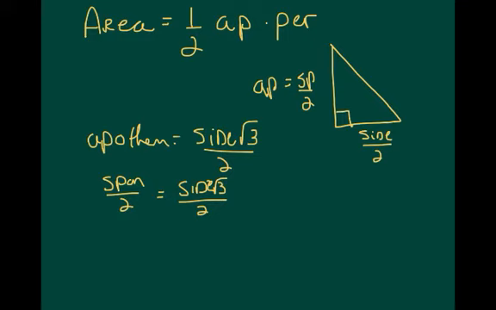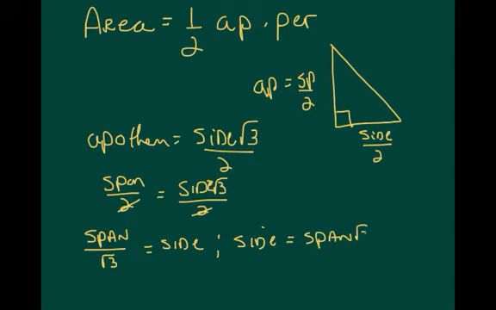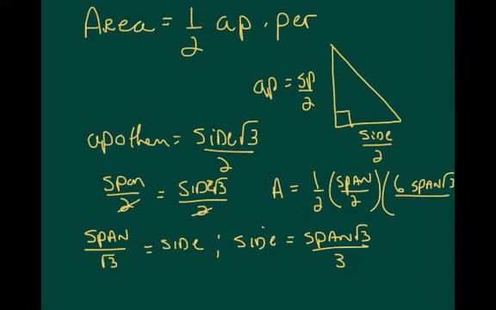So let's solve for what this side would be in terms of the span. If I simplify, the 2's will cancel out, and I will get the side equaling the span over root 3, which, if restated, means that the side equals span root 3 over 3. Okay, so let's go back to our original formula for area. Area equals 1/2 apothem, which we now call span over 2, times the perimeter. And the perimeter will be 6 times the side, and our side is now being expressed as span root 3 over 3.